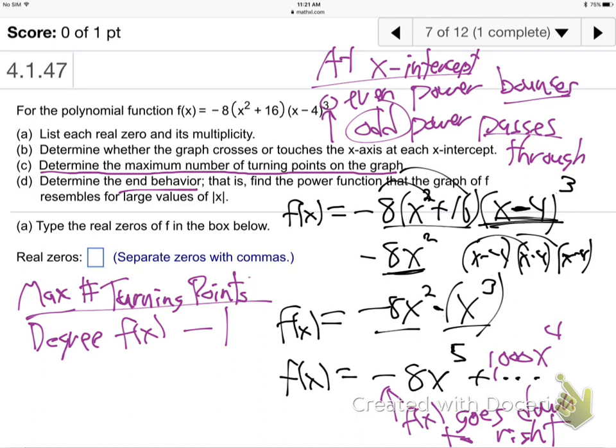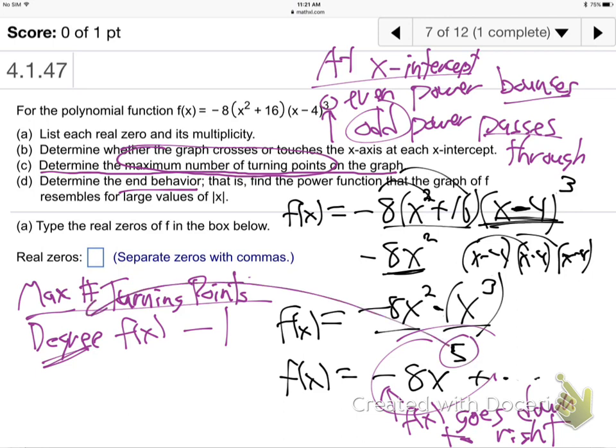I'm kind of doing parts D and C at the same time. The end behavior: in the end, it's going to go down because the front term, the most powerful term, is negative 8x to the fifth. I don't even know what the other terms are, but I don't need them. Now we can also do the max number of turning points. It's the degree, and the degree is the most powerful term's power. So 5 minus 1, 4, is the max turning points.